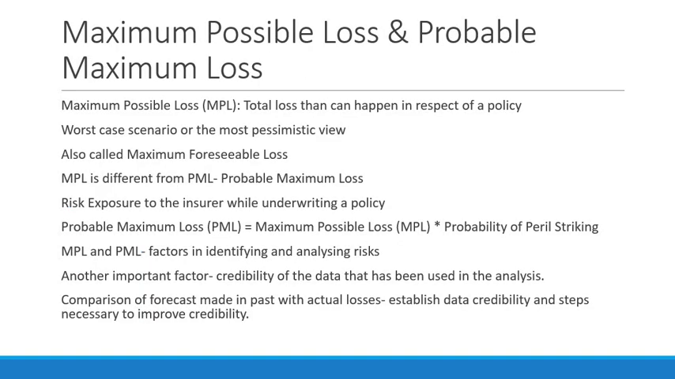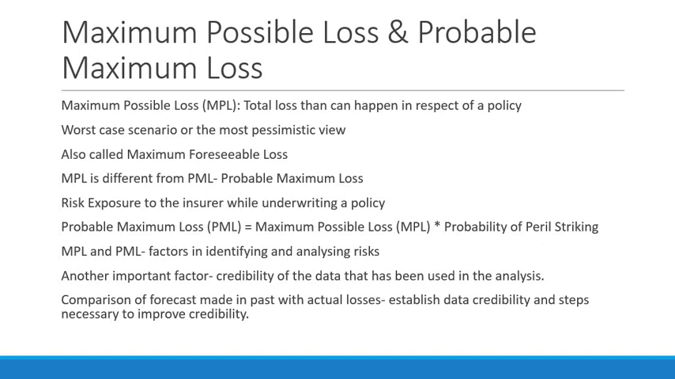The total loss that can happen is referred to as maximum possible loss or MPL. This is the worst case scenario or the most pessimistic view, and it is also called as maximum foreseeable loss. So it is either MPL or MFL. Now note that the maximum possible loss is different from another related concept called as probable maximum loss or PML. So please remember, MPL is different from PML.